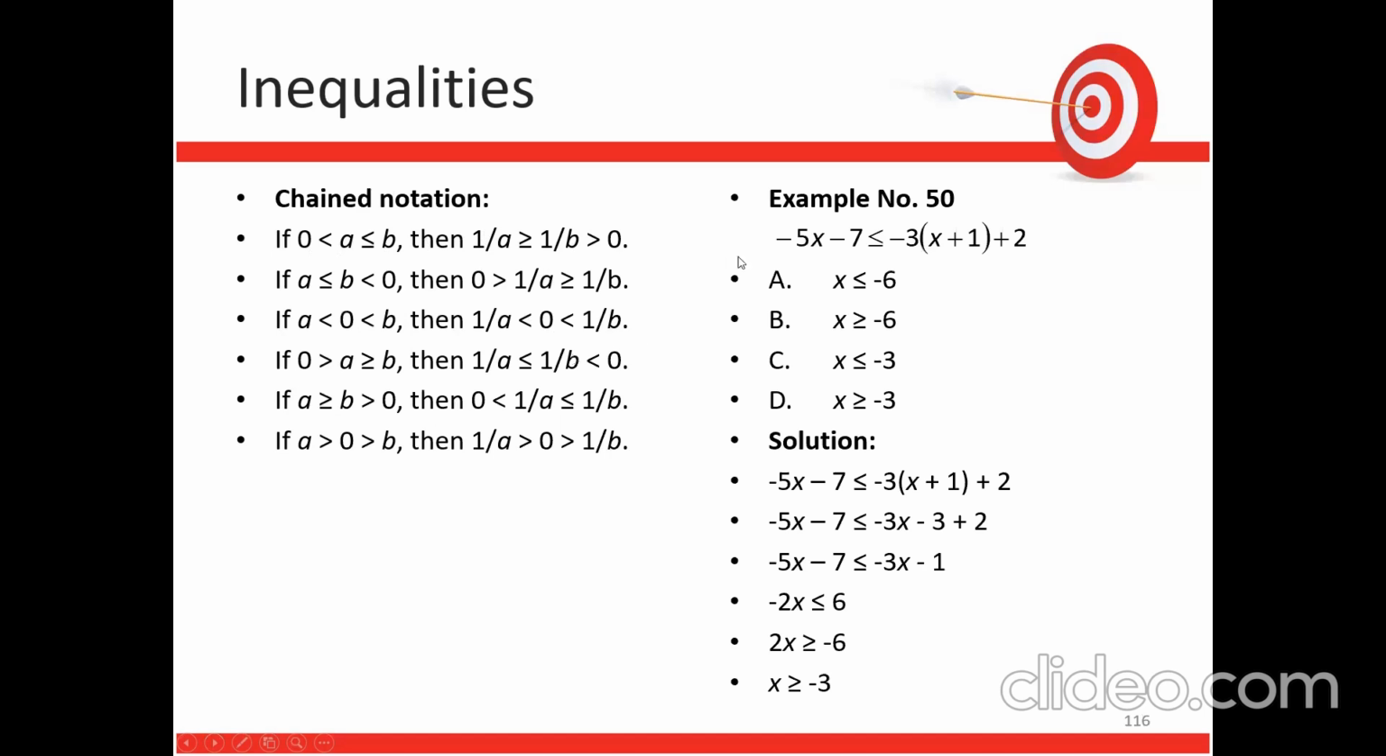Example number 50. Negative 5x minus 7 is less than or equal to negative 3 times x plus 1, plus 2. Solution. I just wrote it out. So it becomes negative 3x minus 3 plus 2. So negative 5x minus 7 is less than or equal to negative 3x minus 1. Negative 5 plus 3 is negative 2. So negative 2x is less than or equal to 6. Since you reverse the sign, 2x is greater than or equal to negative 6. So x is greater than or equal to negative 3. So the answer is letter D.